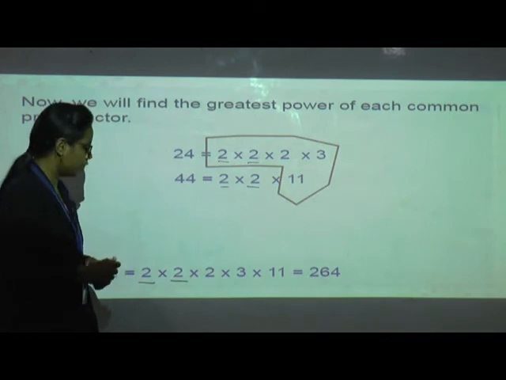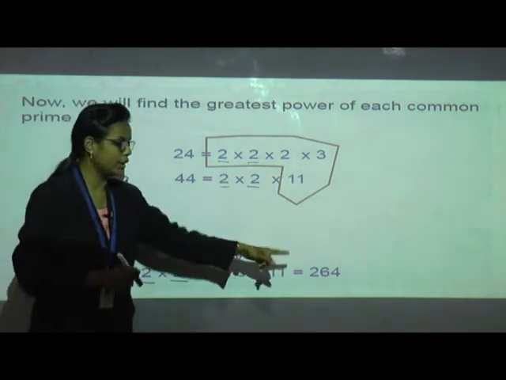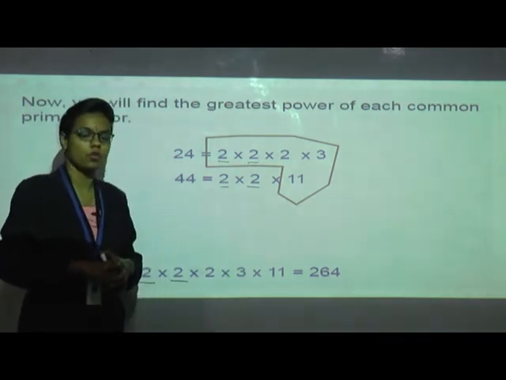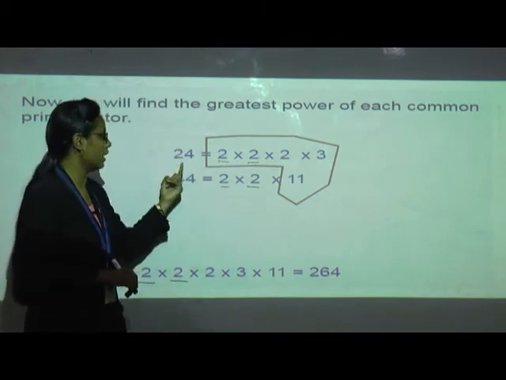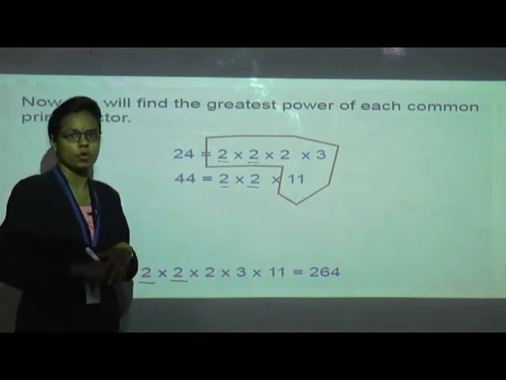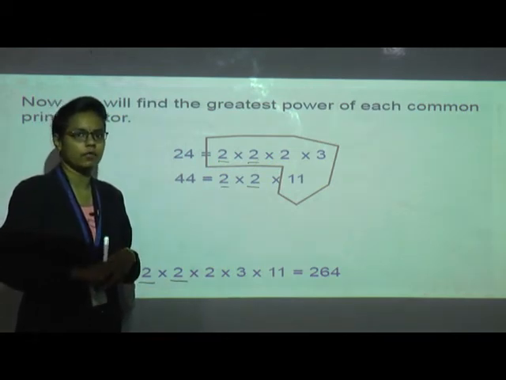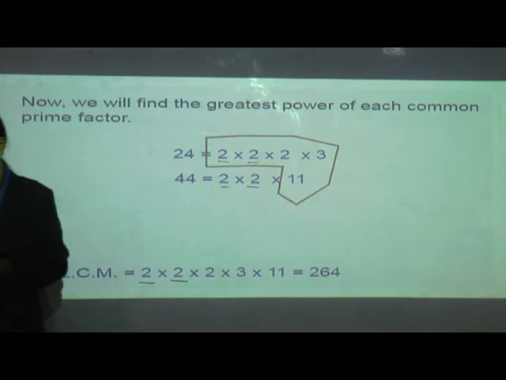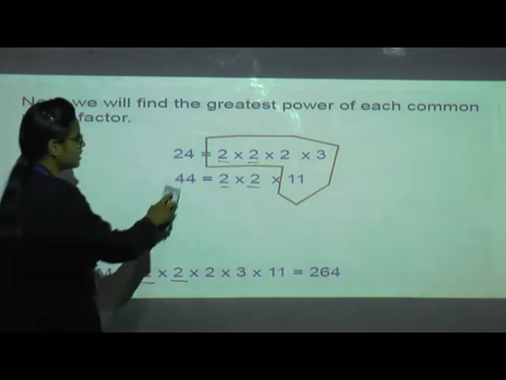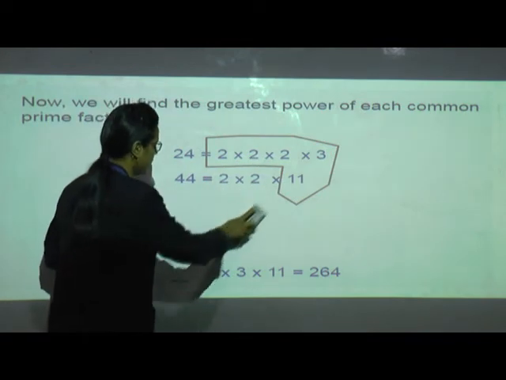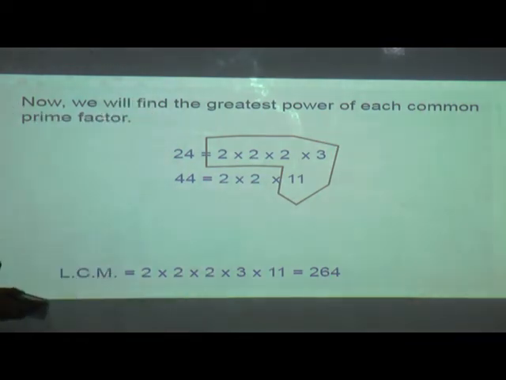After multiplying all this, we get 264. This is the LCM of 24 and 44. So this was the second method, to find the LCM by the prime factor method. Let us see the next one.